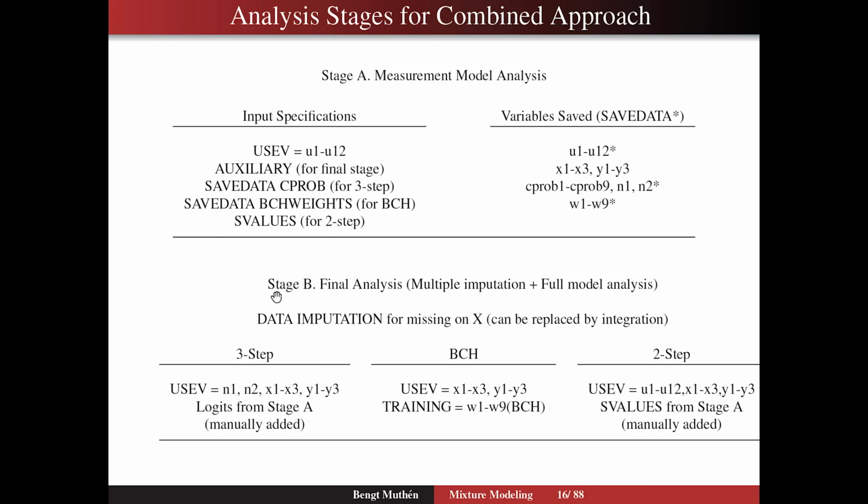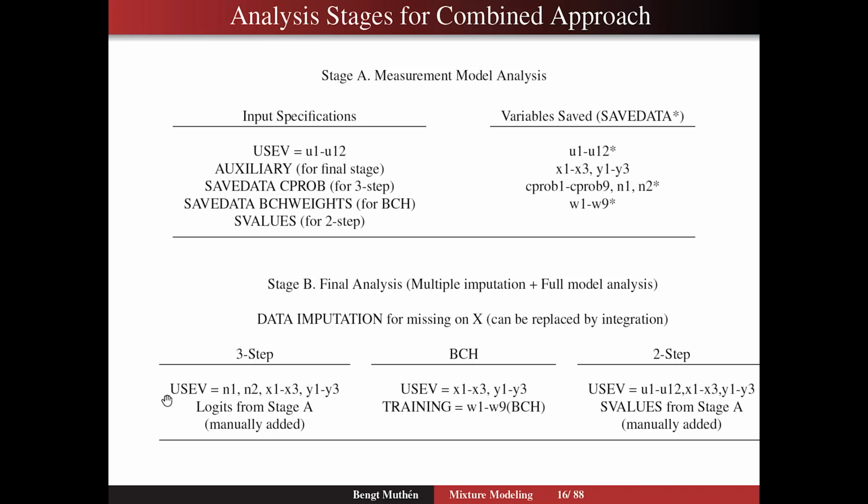which is the final analysis, including multiple imputation first of all for the X's with missing data, and then an analysis of the full model, meaning that we add the covariates and the distal outcomes. We're going to use data imputation for missing on X. Can be replaced by integration, but we're going to focus on imputation for missing on X here. And then in the final analysis here, stage B, we have the alternatives, 3-step, BCH, and 2-step. And the way you've set it up here means that you can easily do all 3 if you want to. And let's take a look at the difference between the 3 approaches.